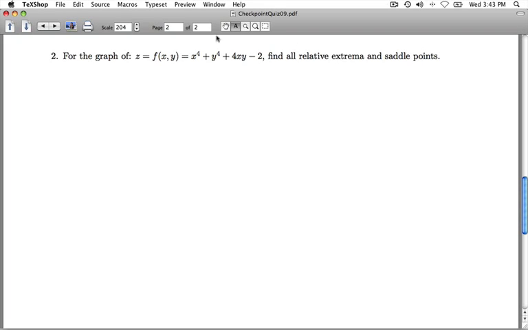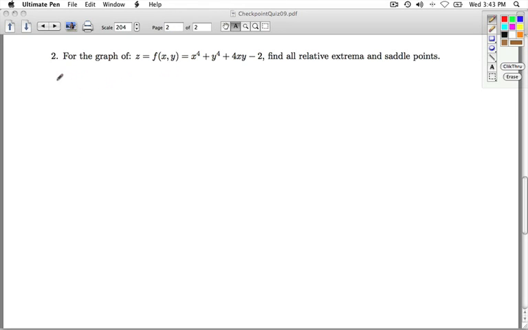Okay, number 2, we're given a graph of a function of several variables. We're asked to find all relative extrema and saddle points. So the first thing we need to do is find the critical points. The critical points of a function of several variables, we need to find the first partials.